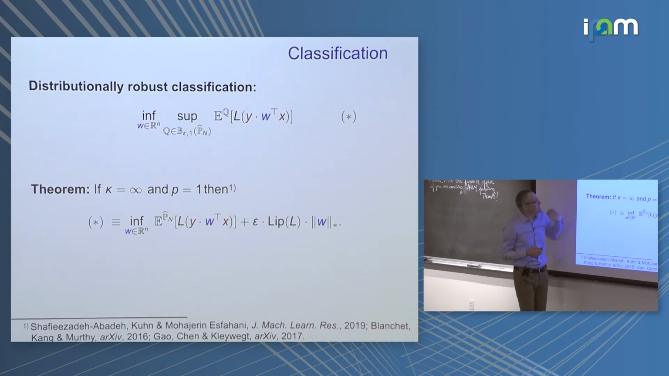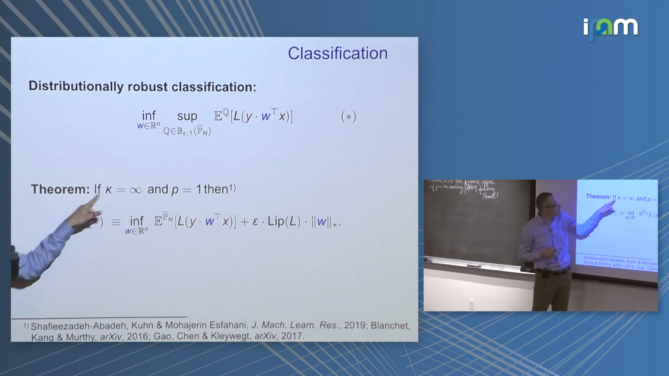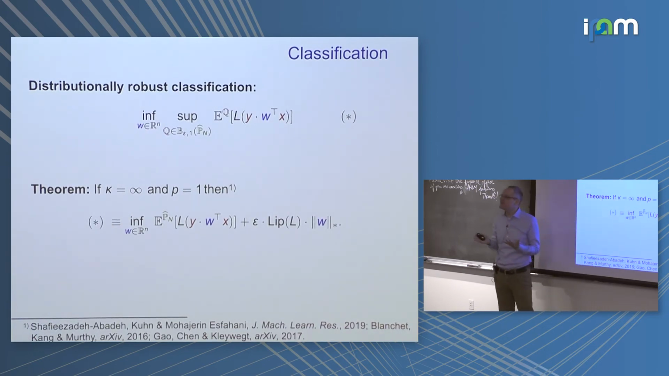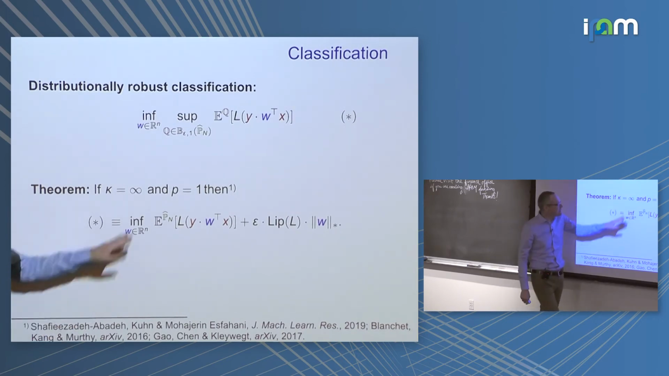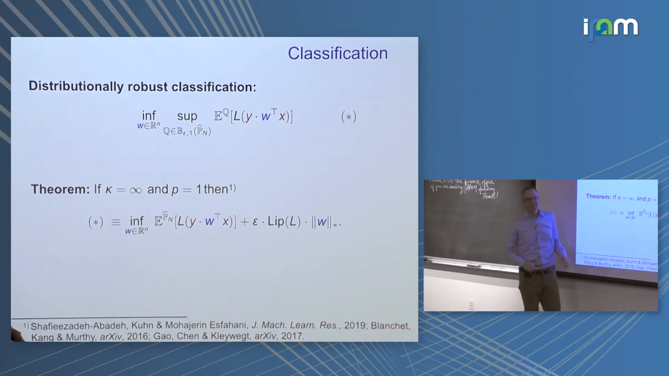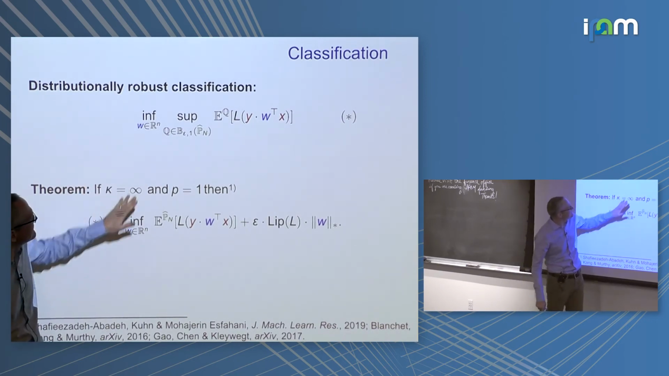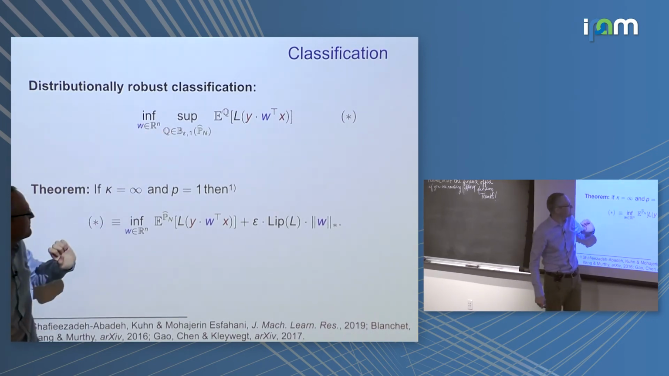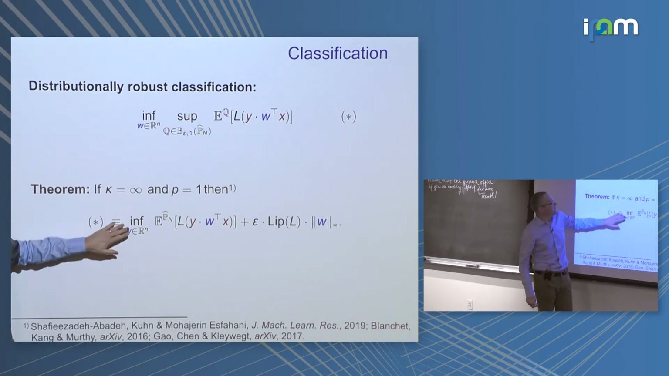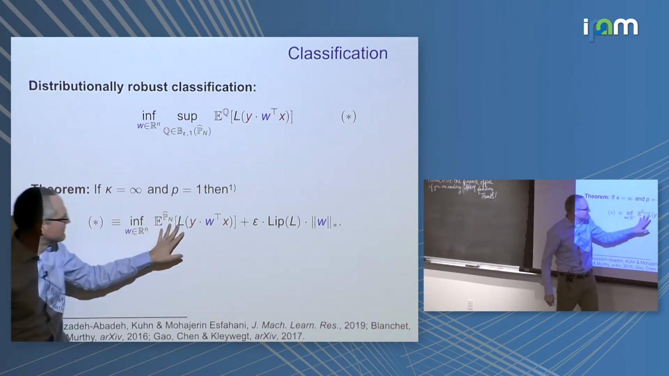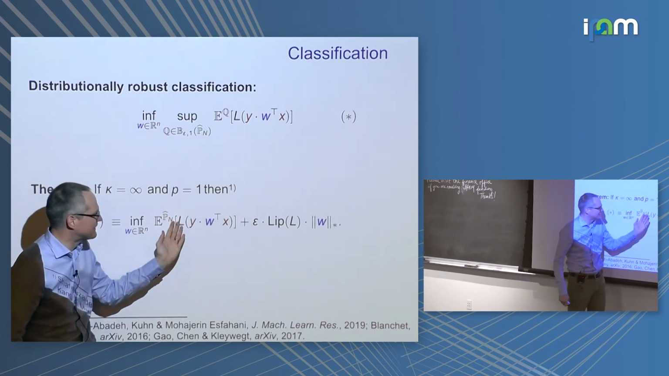Now we have this theorem here. We can show that if this trust in the label goes to infinity, so we have infinite trust, we believe that the labels are correct, and if p is 1, then we can prove that this robust classification problem is equivalent to the problem that minimizes the Lipschitz regularized nominal risk.